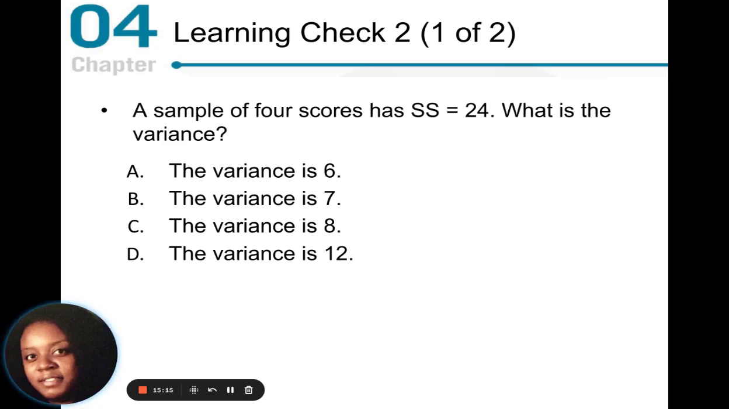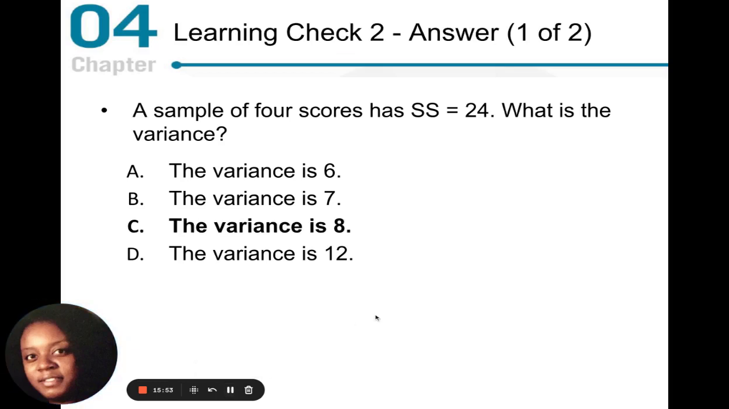Let's go ahead and have a second learning check. If we have a sample of 4 scores, which has a sum of squares that's equal to 24, what is the variance? Is it A, 6, B, 7, C, 8, or D, 12? Let me give you guys a moment to think about what the correct answer might be. And our correct answer is actually going to be 8.